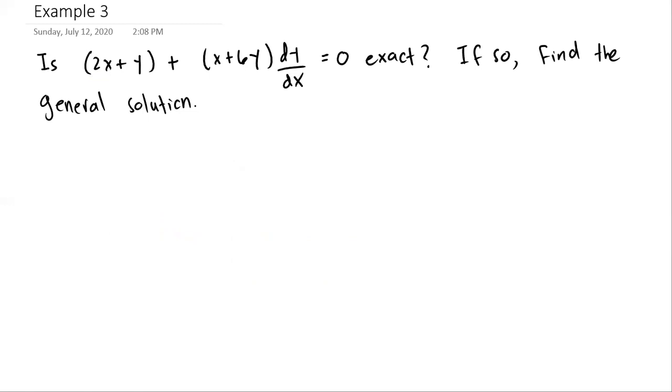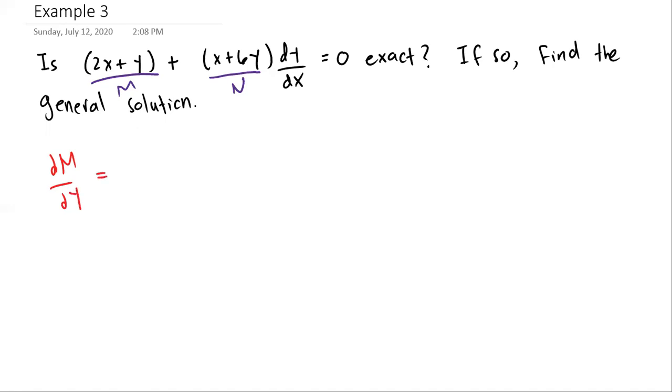Okay, so let's do a quick example. Is the differential equation (2x + y) + (x + 6y) dy/dx = 0 exact? If so, find the general solution. Again, let's just check our conditions. As always, whatever is multiplying your derivative is your N, and everything left over is your M. So let's check the partial of M with respect to y.